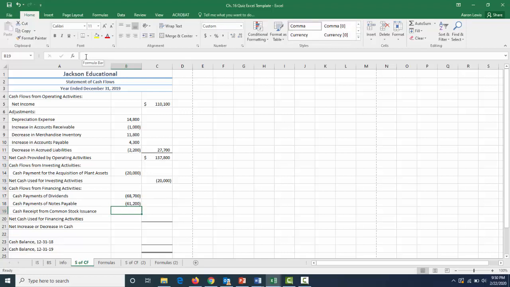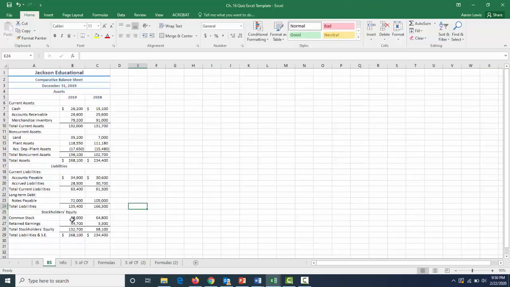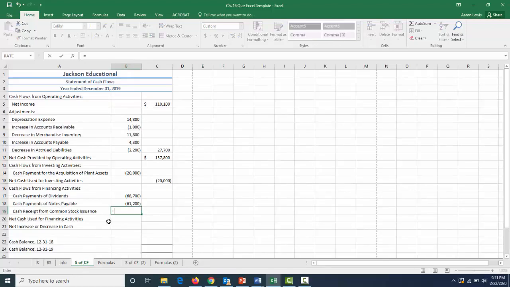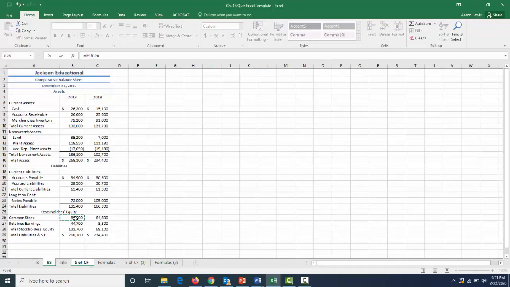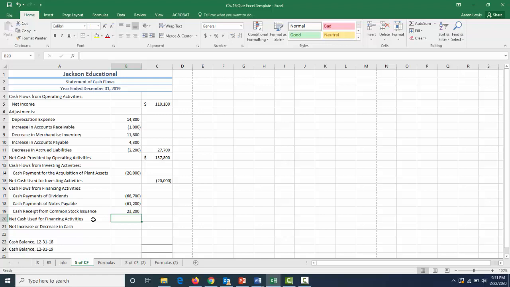And then the last thing we have is our cash receipt from common stock issuance. We can figure this out by going to the balance sheet. If we head over to the balance sheet, we see right here we have common stock that went from $64,800 up to $88,000. Well, that's simple enough to throw into our statement of cash flows. It's just got to be equal to the difference between those two numbers. That's the amount that our common stock went up by. And because we are issuing this stock to the public to raise money for our company, it has to be a cash inflow and therefore would be positive.